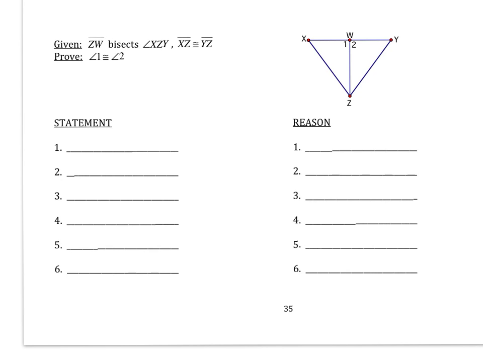All right, so first one, ZW bisects angle XZY. What is it trying to tell us? Chris? That angle 1 and 2 are both angles. No. Because remember, we're trying to prove angles 1 and 2 congruent. We do not mark them congruent, okay? We're trying to start with our given with the ZW. All right, go ahead. Doesn't that mean ZW equals ZW?